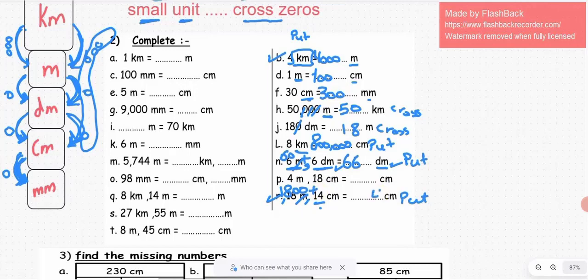Plus 14 will be 0 plus 4 equal 4, 0 plus 1 equal 1, and this 8 will go out and 1 out. 1,814.